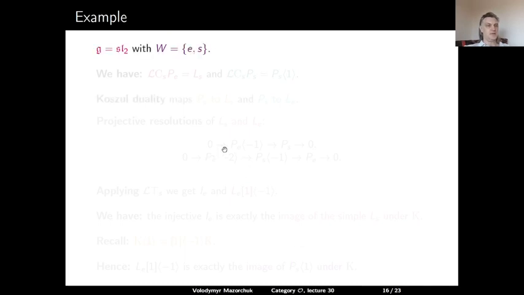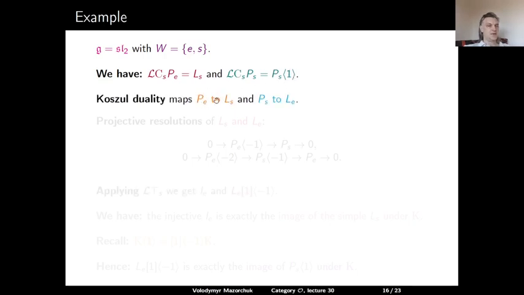Here is an example. Again, we take sl2 and W is equal to {e, s}. The shuffling of P_e is L_s, and the shuffling of P_s is P_s shifted by 1 in degree. So Koszul duality maps P_e to L_s and P_s to L_e. So let's compute the twisting of these modules.